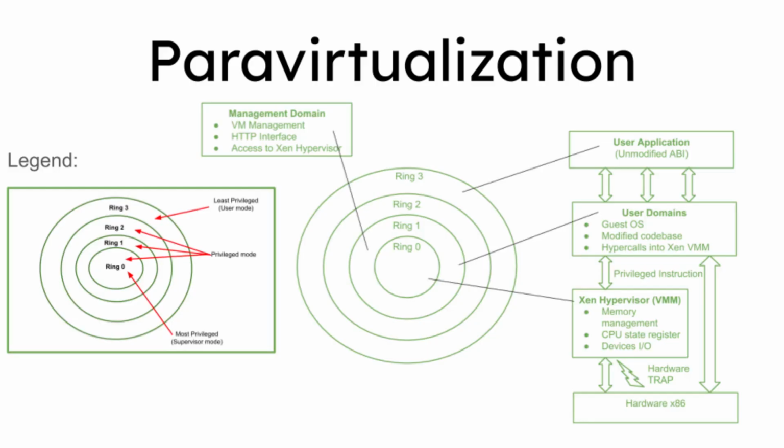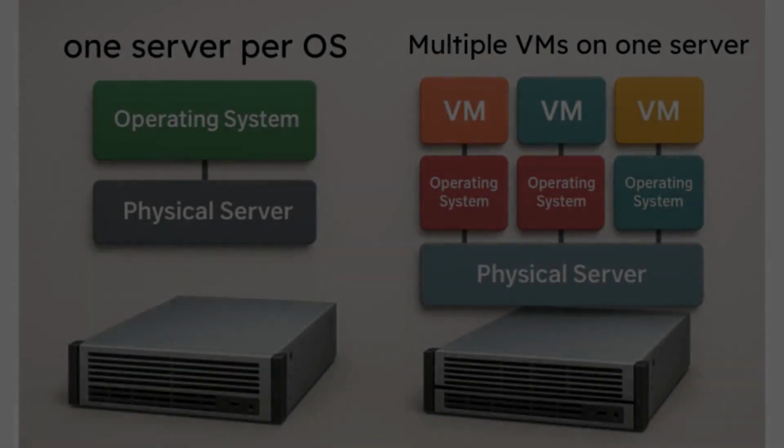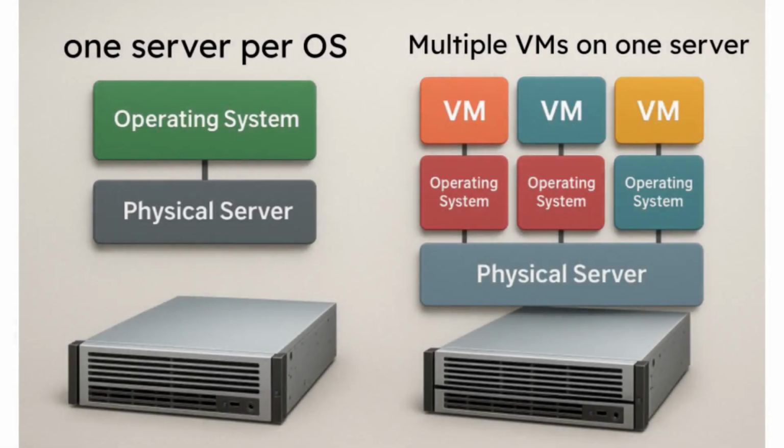Memory is handled carefully to avoid confusion between domains. Zen checks and validates updates to page tables to maintain safety. I/O uses shared memory rings, which lets data move efficiently instead of copying it again and again. In the paper, this technique allows a very fast network and these operations.